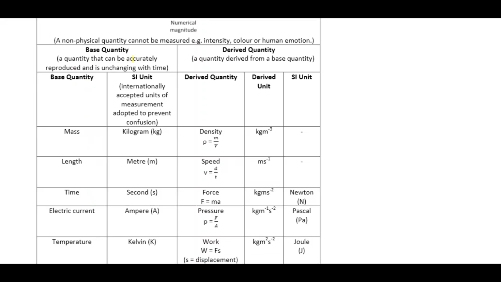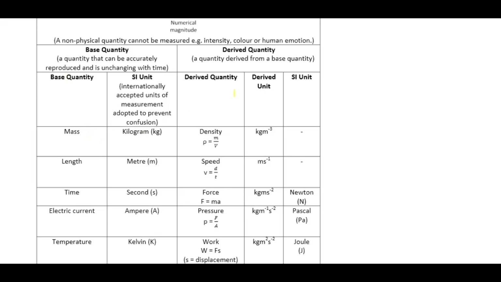What it means to be able to accurately reproduce it is, if you measure the mass of a substance, for example by using a weighing scale or beam balance, you can obtain that same measurement for the mass accurately, and it remains the same. Whether you measure it now or later, the magnitude of the mass remains the same. So that is a base quantity.